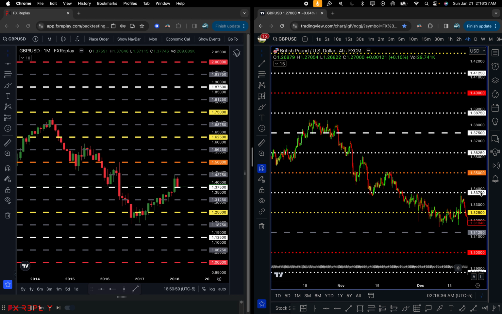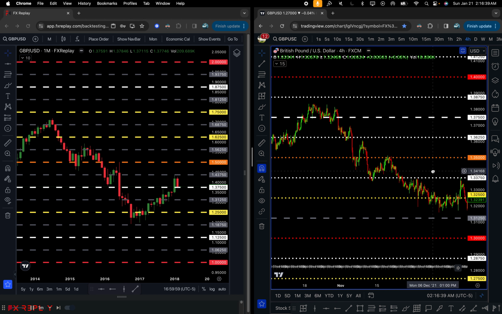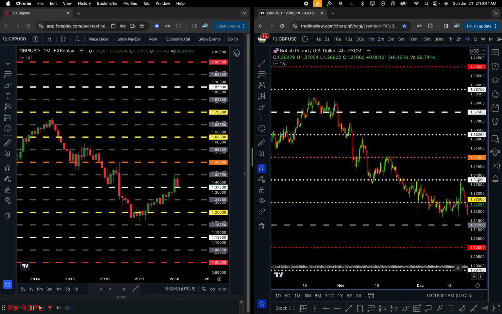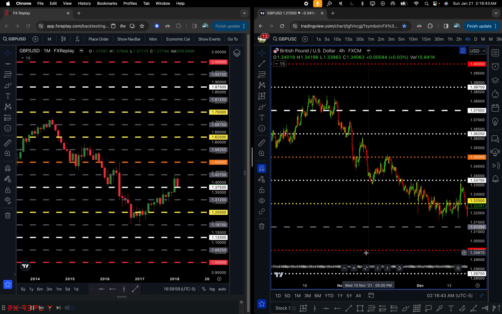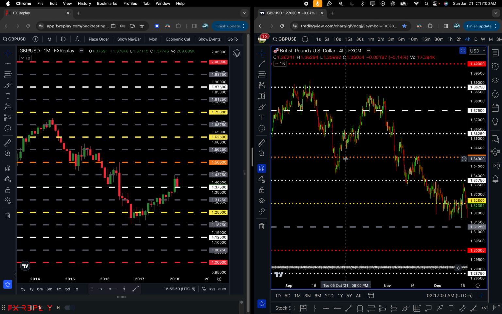And yeah, so here we have an example of a 10,000 level, right? 1.30 thousand to 1.40 thousand, with actually 200,000 levels inside of this. And so you see, they just all work together, play together, and things like that.